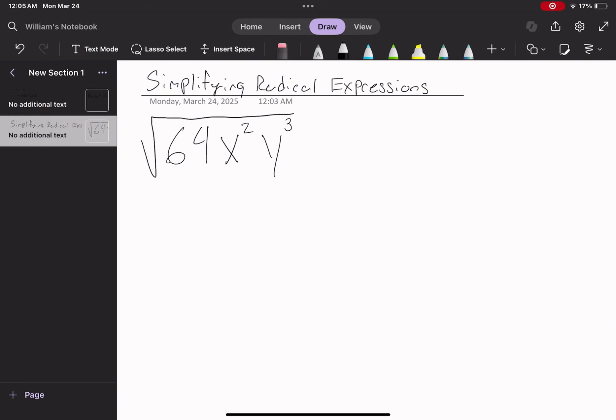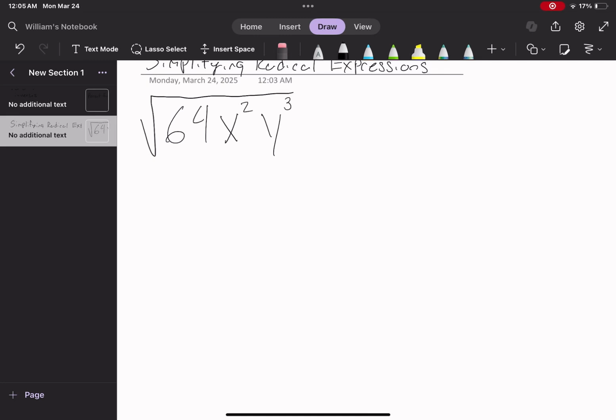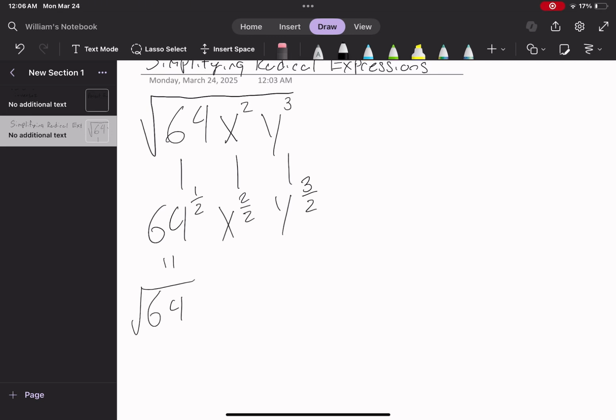So how we're going to go about this is first, we pretend that 64 is to the power of 1, and we're going to put all our exponents over 2. So it'll be 64 to the power of 1/2, x to the power of 2/2, and y to the power of 3/2. And anything to the power of 1/2 is just the same as getting the square root of it. And the square root of 64 is 8.